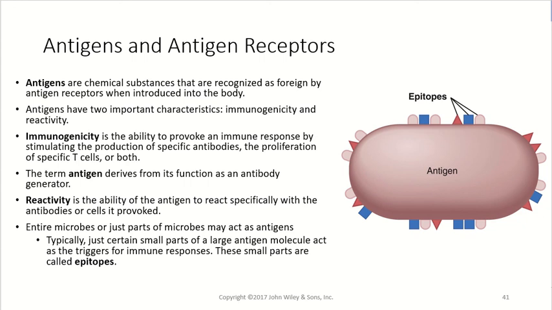So entire microbes, or just one part of a microbe, may act as an antigen. Typically, just certain little parts of a large antigen molecule are actually the part that's going to trigger an immune response. These small parts are called epitopes.